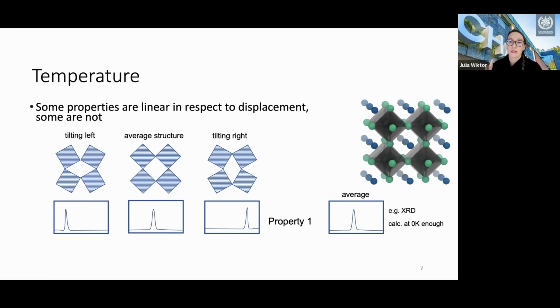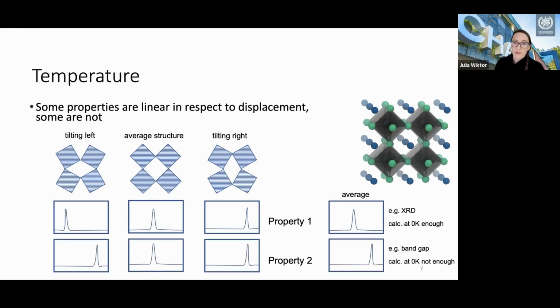And this is the case for structural properties. For instance, X-ray diffraction patterns will behave this way. But we can have also different scenarios in which any departure from the perfect average structure can lead to, for instance, an increase in some property like here. And then the measurement will not correspond well to the average structure at 0 Kelvin. And then 0 Kelvin calculations won't be enough.